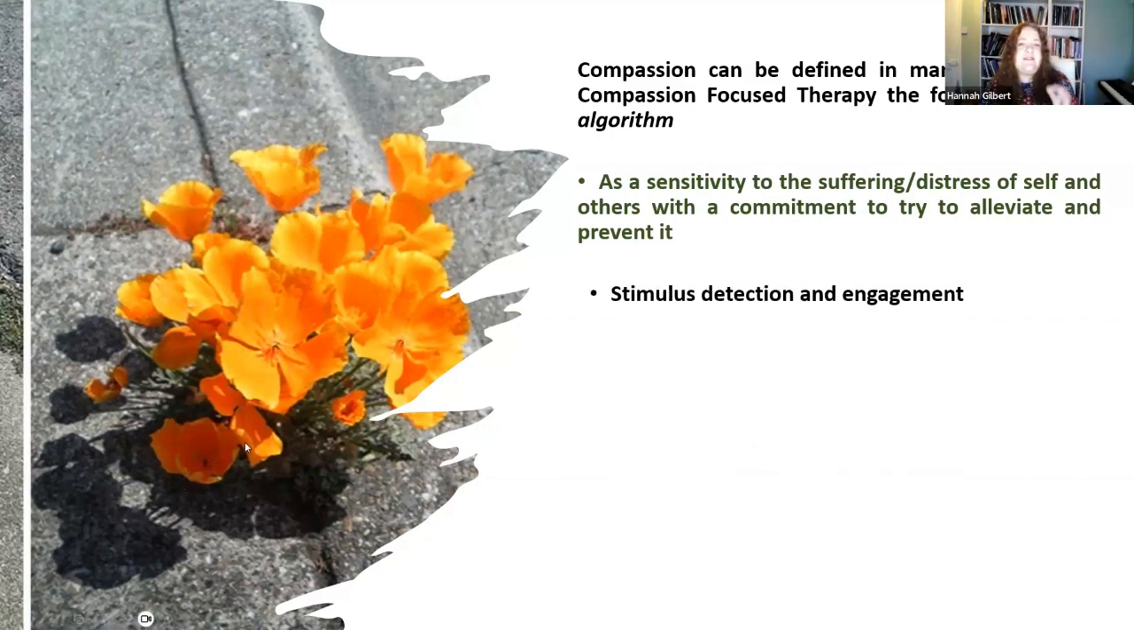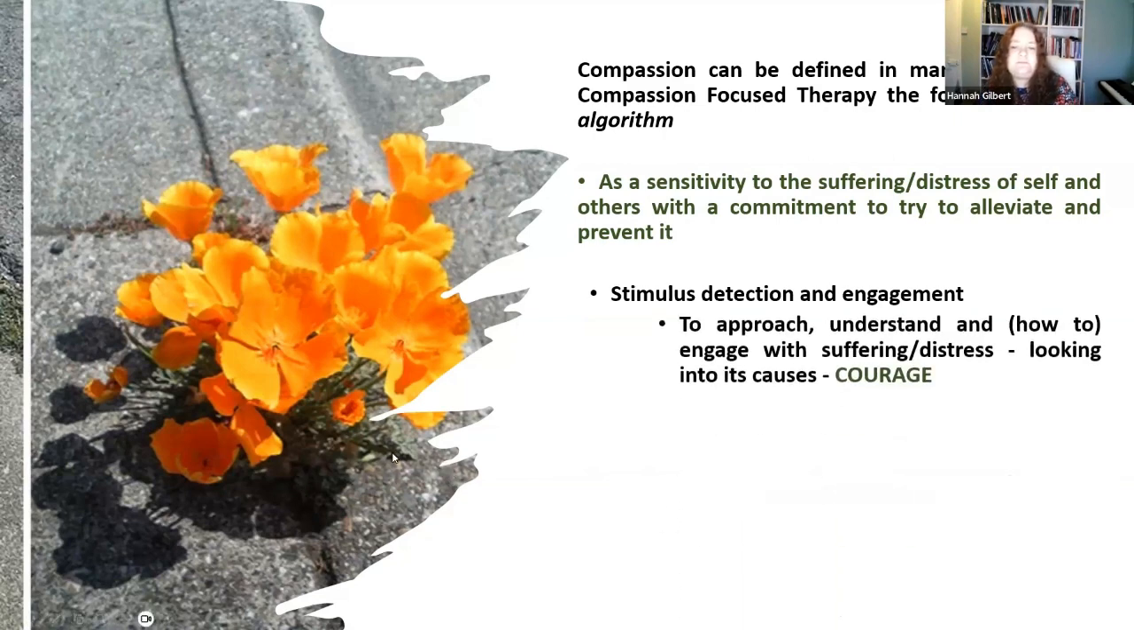So firstly, this involves what we call stimulus detection and engagement. That sounds very sciencey, doesn't it? But if we see suffering or distress as a stimulus, then we use our courage to approach, understand, and engage with that. So the stimulus is the suffering, and the response is engaging with that, trying to understand it. So we go towards suffering rather than away.